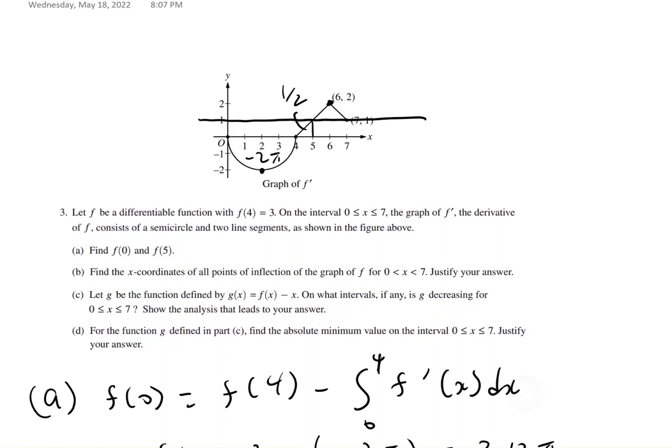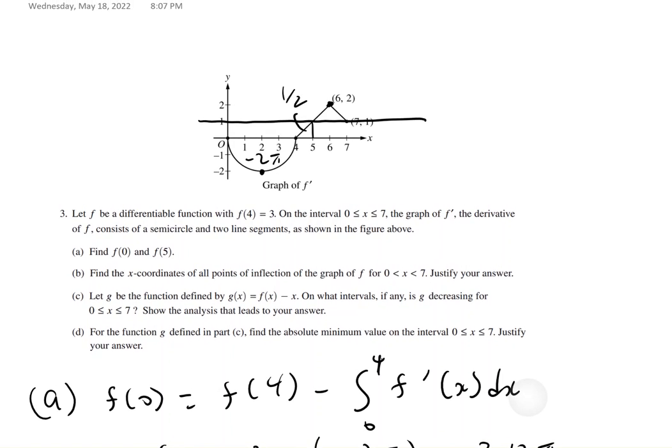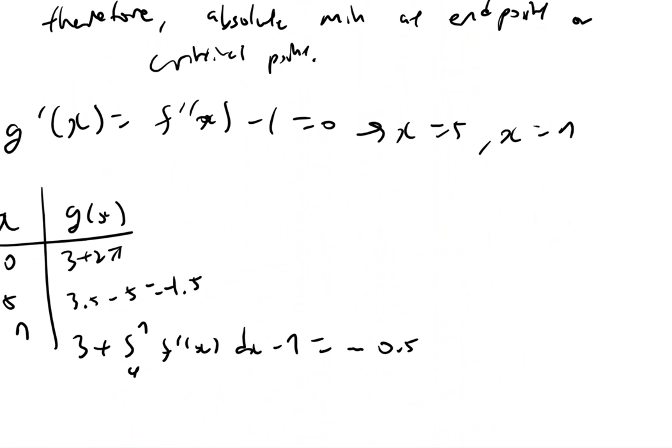Therefore, the absolute minimum is negative 1.5 at x equals 5.